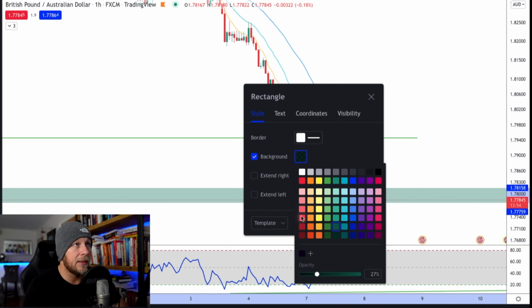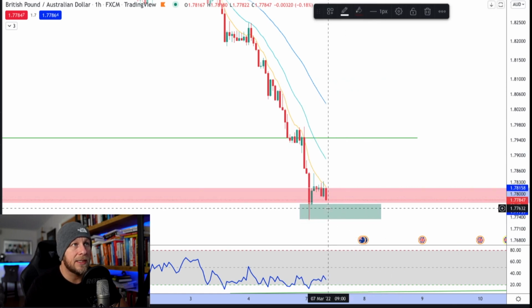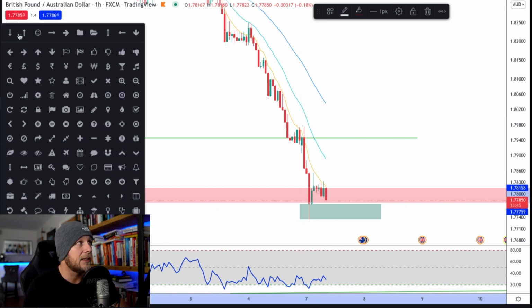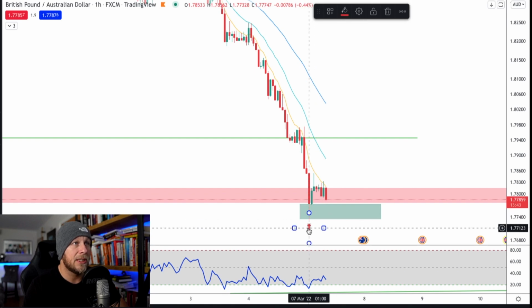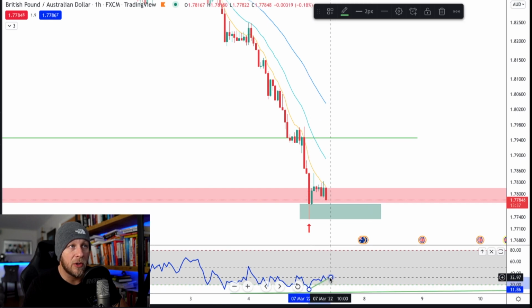Okay, so let's just color this zone in a different color. Let's color this in, I don't know, pink. So this is the major structure zone. This is the low of the initial test. So you can see the initial test is here. Still oversold on RSI. Now we're putting in a double bottom. We've got RSI divergence, nice bullish divergence.